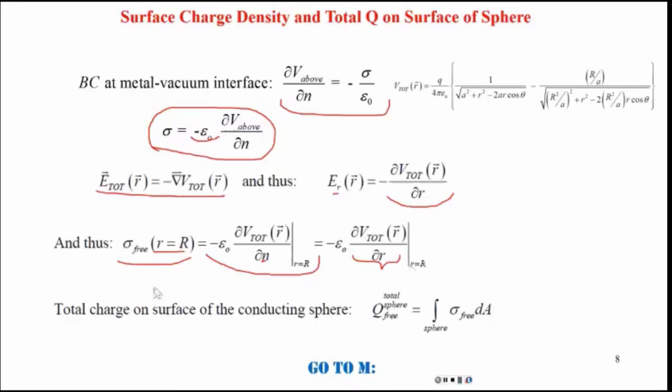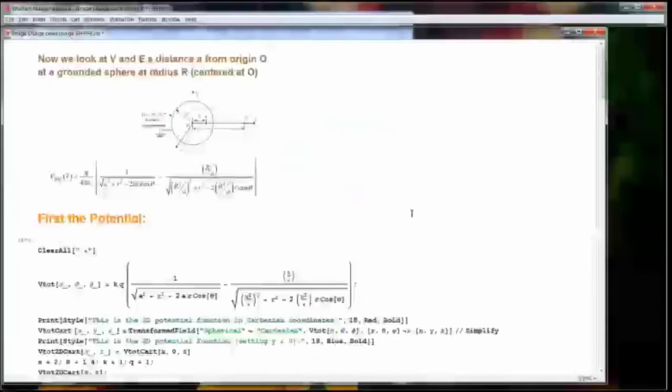So that'll give us the free charge density on the surface. If we want the total charge, we simply integrate that over the surface of the sphere. So now what I'd like to do is go to Mathematica. We'll take a look at some of these things like the potential and the E fields.